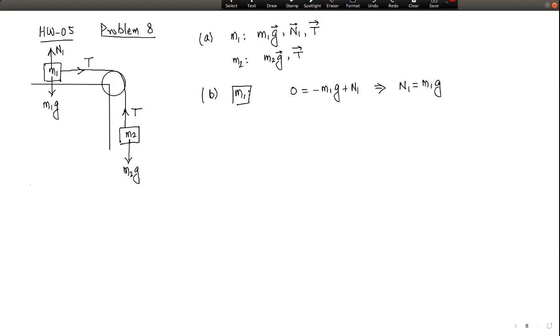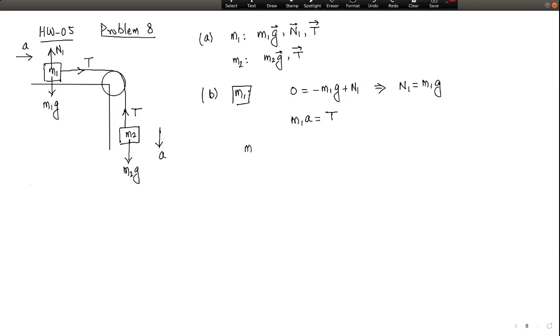The second equation is in the horizontal direction, where M1 is going to accelerate. The acceleration of M1 will be exactly the same as the acceleration of M2. The amount of movement M2 will have, because it's connected to M1, will be exactly the same as the amount of movement M1 will have. In that sense, they will have the same acceleration. So M1A, in the horizontal direction, has only one contribution as far as force goes. That's M1A is equal to T. That's your second equation.